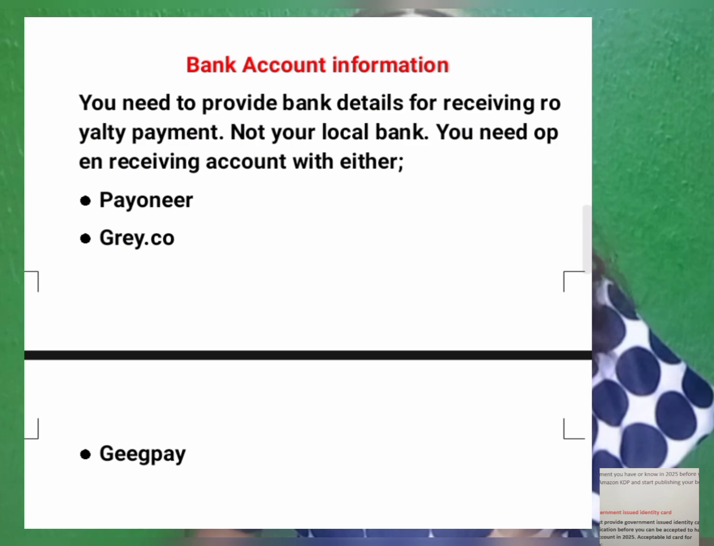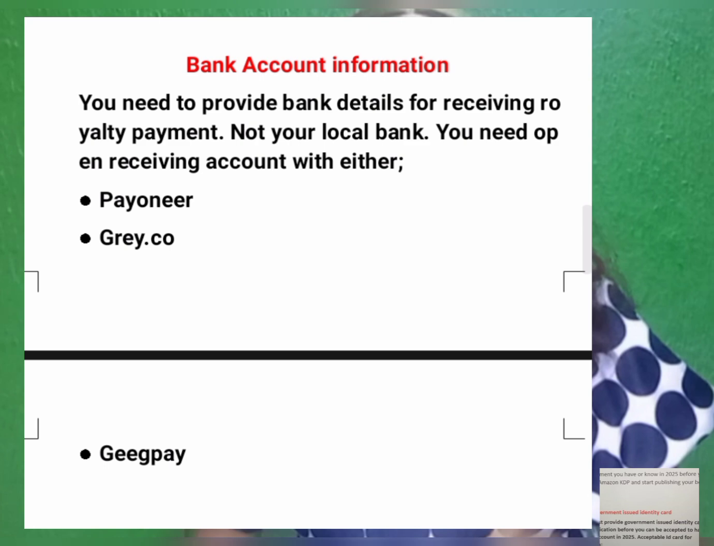I've also used Gray and GPay, but I prefer using Pioneer. Personal opinion though, but you can use any of GPay and Gray. Why I like Gray is that their withdrawal is so fast. Within a minute or two, your money is in your local bank account.